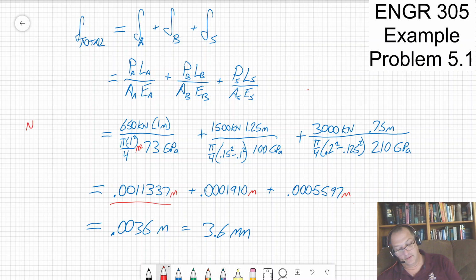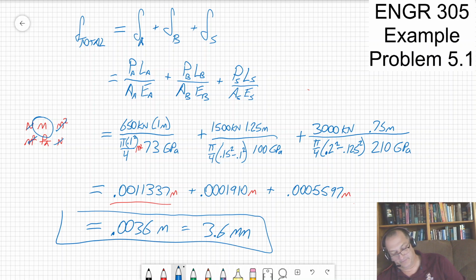A newton, a meter squared, and a pascal are my units. A pascal is equal to a newton per meter squared. I drew it in red, so I'll cross it out in blue. My meters squared cancel, my newtons cancel, and so I'm left with meters. So I'm good on the units. And then I got my answers for each, and here's my total deflection.